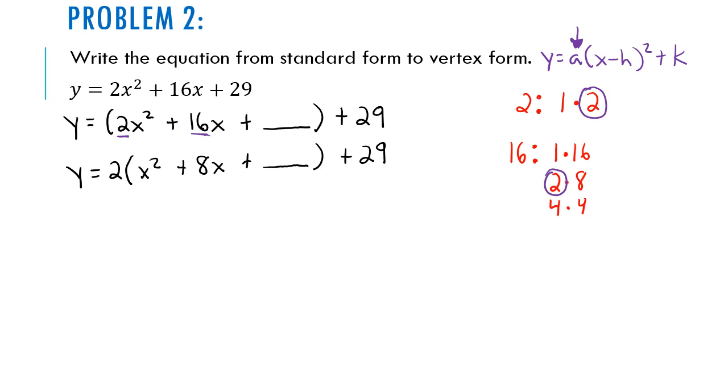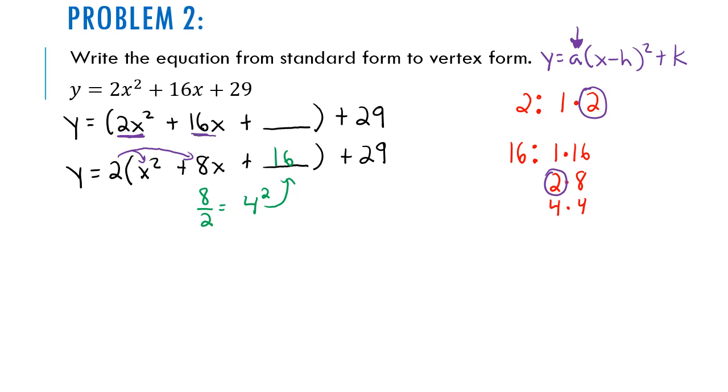Same thing as last time. I'm going to take the 8. I'm going to divide it by 2. I get a 4. I'm going to square it. And I get 16. But you have to keep in mind that I didn't add 16 to the right side of the equation because 2 times x squared is 2x squared.